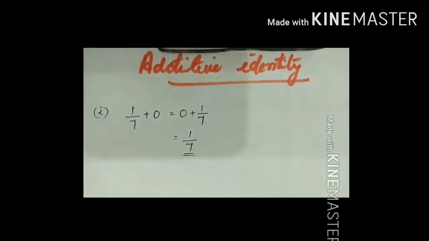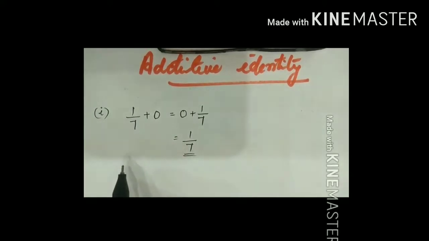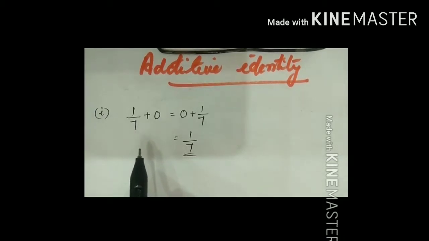Now let's learn additive identity. Okay, what are we going to learn? We're going to learn additive identity. Let's see. I'm going to add 1 by 7 and 0. You know that if you add any number with 0, the result will be the number itself. So 1 by 7 plus 0 is equal to 0 plus 1 by 7.